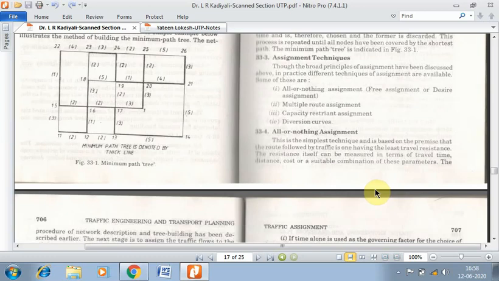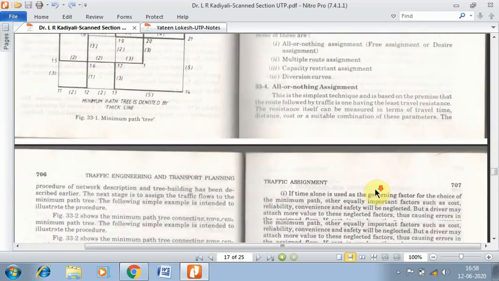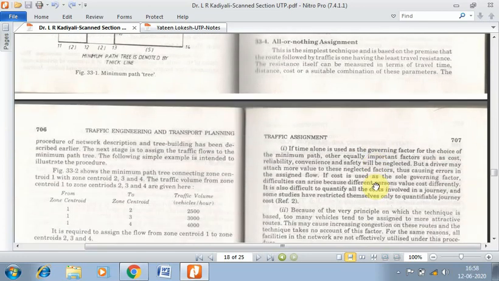So the resistance can be measured in terms of travel time, it can be measured in terms of distance or cost, or it can be a combination of these parameters as well. Now it depends again on the transportation planner, who is going to add or delete any parameters that are to be considered during the planning process.